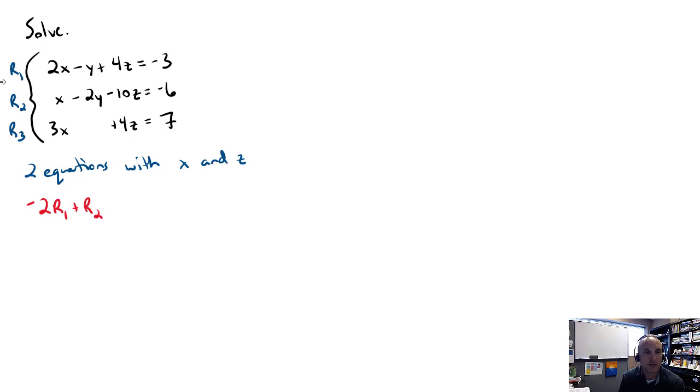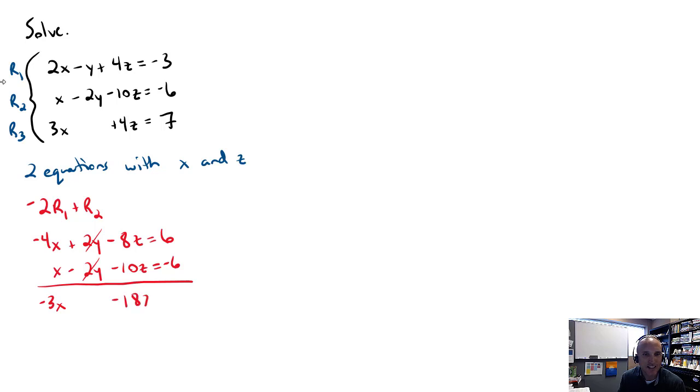So negative 2 times row 1 gives me negative 4x. Here's my positive 2y that I was trying to create. Minus 8z equals positive 6. Be really careful with signs and multiplication when you do this. Then I'm going to add row 2, x minus 2y minus 10z equals negative 6. When I add my x's, I get negative 3x. The y's cancel. I get minus 18z equals 0.